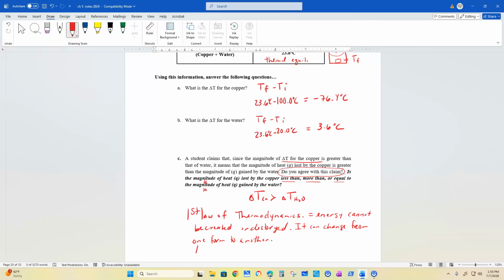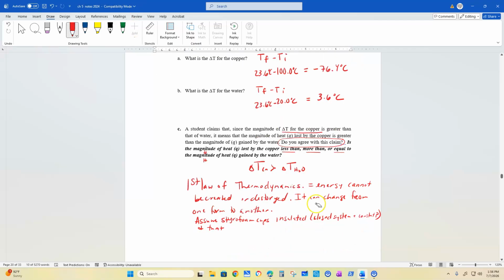Okay? Now, if we assume that the styrofoam cups are completely insulated, okay, as in closed system, aka constant pressure, okay, and that no heat is lost to the surroundings.